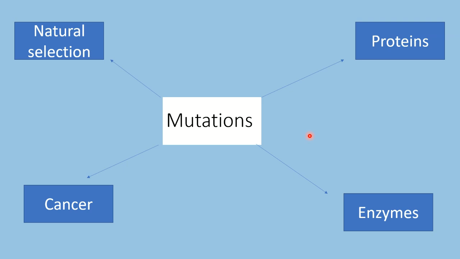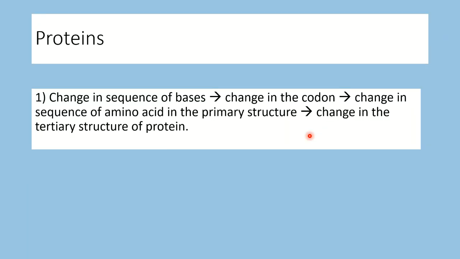Now, if they mention proteins, could be any proteins, you have to start off with obviously mutation, so a change in the sequence of base. Now, a lot of students straight away go to the conclusion: so therefore, you have a change in the tertiary structure of protein. That is correct, but you lose a lot of marks. So look, this is the order you have to go into.